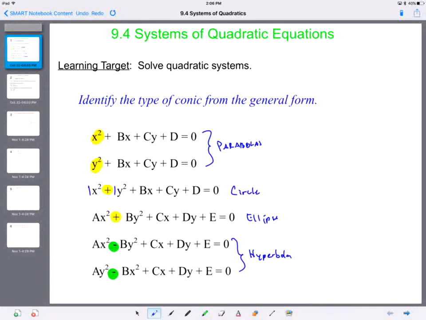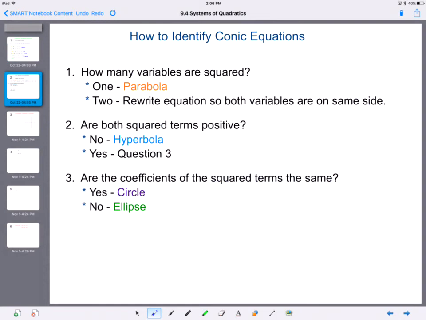And so that's how we're going to identify the different conics. I also have a flow chart on the next slide where you can read through and answer a couple of questions as you're looking at these. How many variables are squared? That was the first question I was asking on the last slide. If there's only one squared term, then it's got to be a parabola. What happens if there are two squared terms? Well, we need to make sure everything's on the same side. Normally it is, but we need to make sure of that.